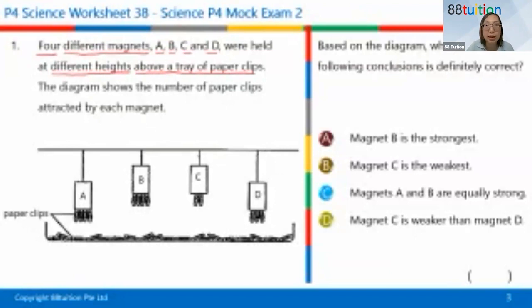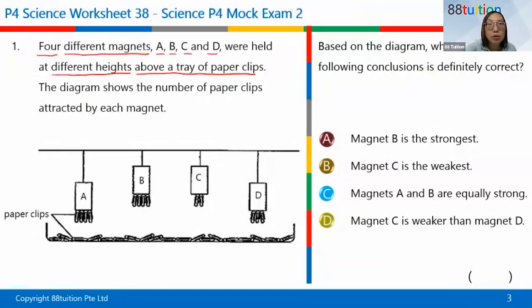So if I were you in the exam, this is what I would do. For this question, 2 of you got this wrong. So this should be what you write: 4 paper clips attracted by magnet A. Another 4 paper clips attracted by magnet B. You can see 2 paper clips attracted by magnet C. And finally, 3 paper clips attracted by magnet D.